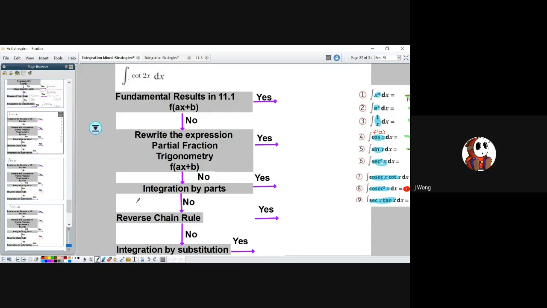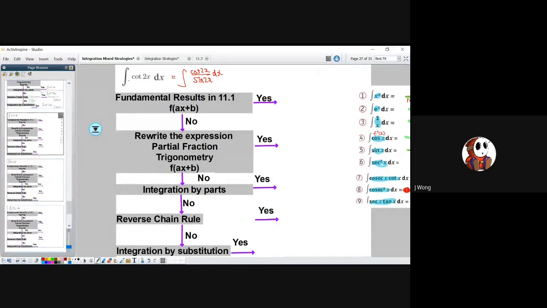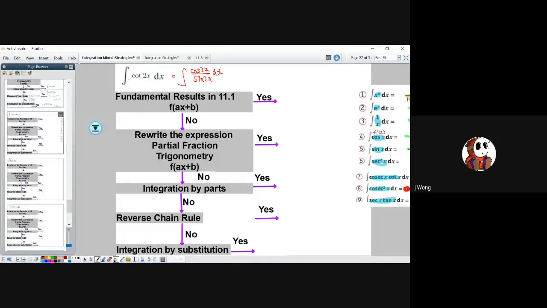Let's see. For cot 2x, it is 1 over tan 2x, which is the reciprocal of tan. So that's why you could change it into cos 2x over sine 2x. However, again, I cannot use the standard results here, and I couldn't use integration by parts. So I could start by thinking about either integration by substitution or reverse chain rule.